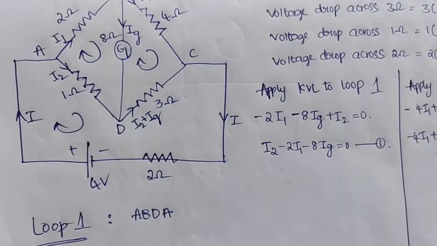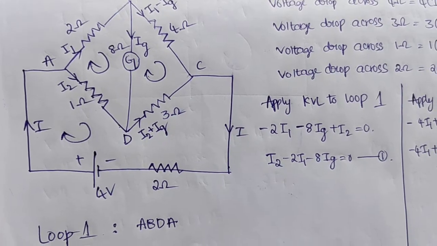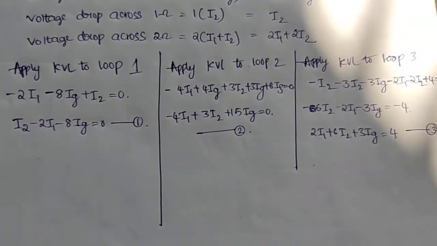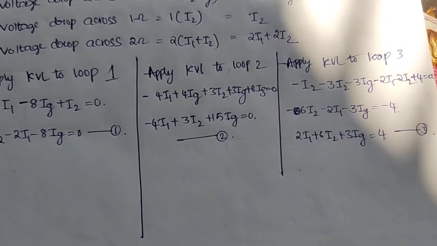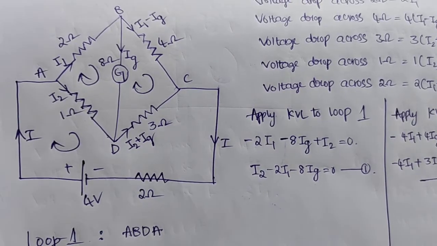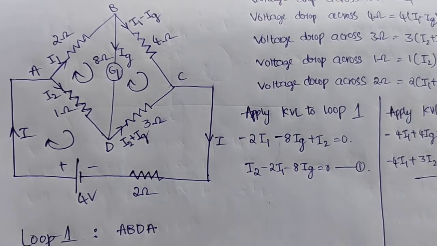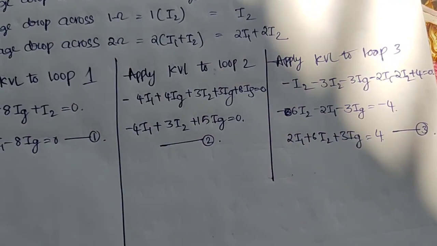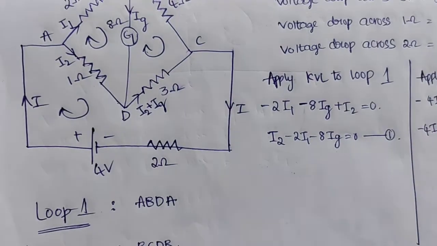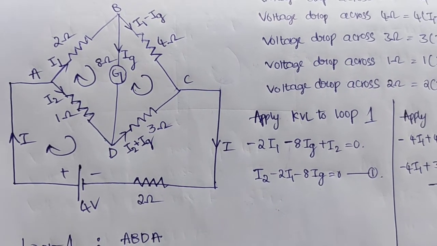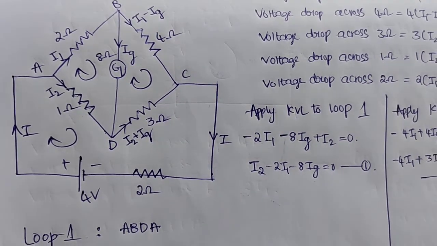Current flowing through the 3 ohm resistor is I2 plus Ig, as it is in the same direction of movement, so it is taken as minus I2 minus Ig, that means minus 3I2 minus 3Ig. Current flowing through the 2 ohm resistor is in the same direction as movement, so it is taken as minus 2I, that means minus 2I1 minus 2I2. The voltage drop here is 4 ohms. As the direction is moving from the negative terminal to the positive terminal, that is an increase in potential, so it is taken as plus 4.